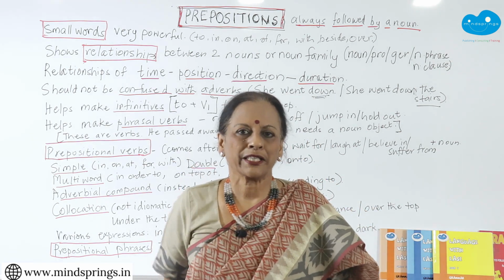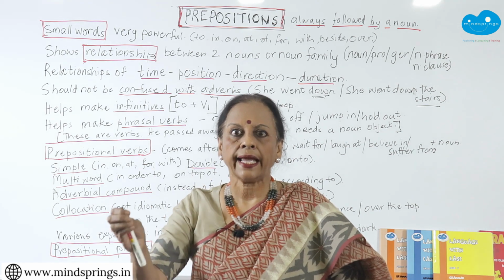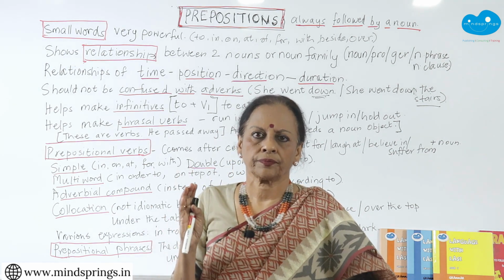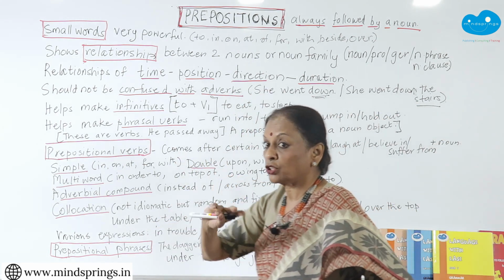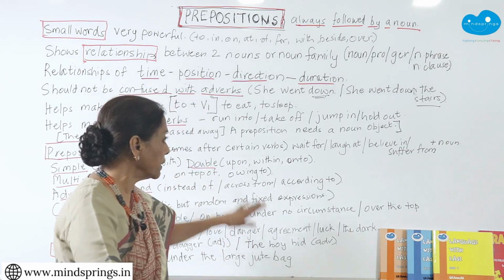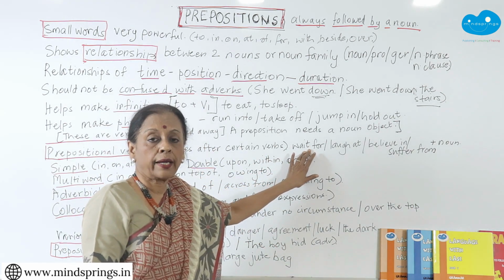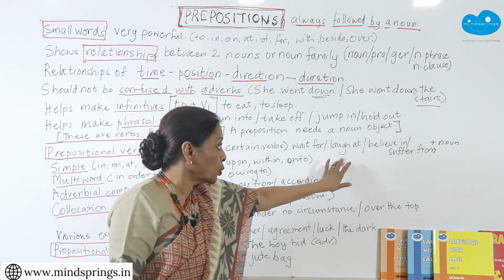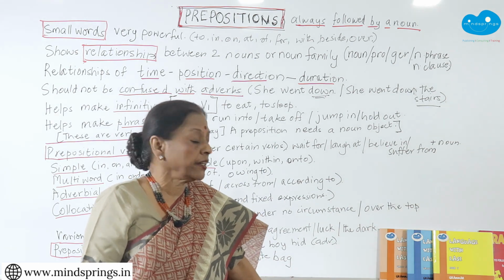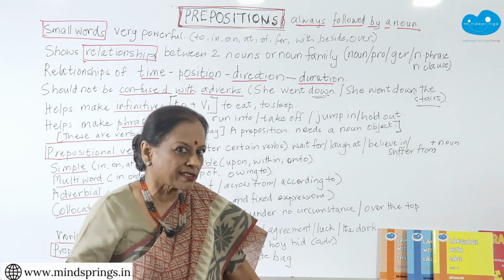That is where the complication comes. Certain verbs take certain prepositions. Now I will show you an example. It comes after certain words. So these prepositional verbs always come after the verb and they go like this. Wait for. I am waiting for my friend. He laughed at my jokes. I believe in democracy. See, everywhere you will find a noun after it. You will find the preposition plus noun.